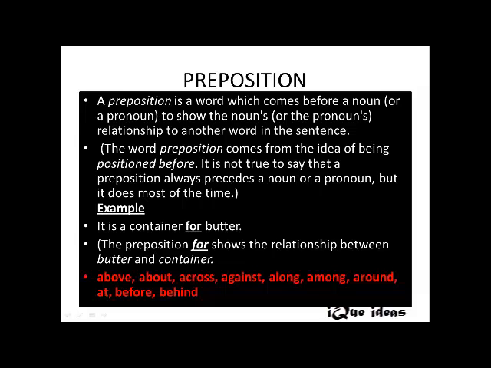Let's have a look at the example here. It is a container for butter. What's the preposition here? For. The preposition for shows the relationship between butter and the container. Other examples for prepositions are above, about, across, against, along, among, around, at, before, and behind. Basically, a preposition expresses temporal relationships, time relationships, or space relationships.